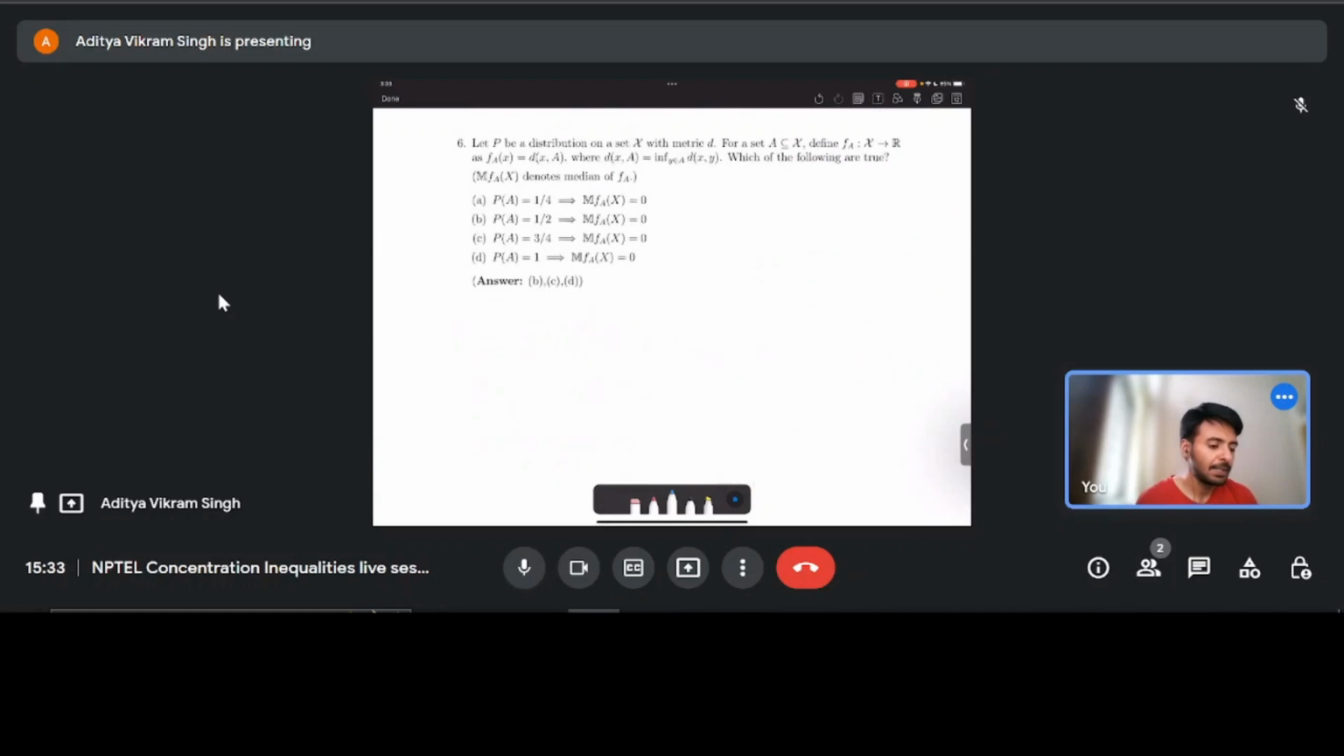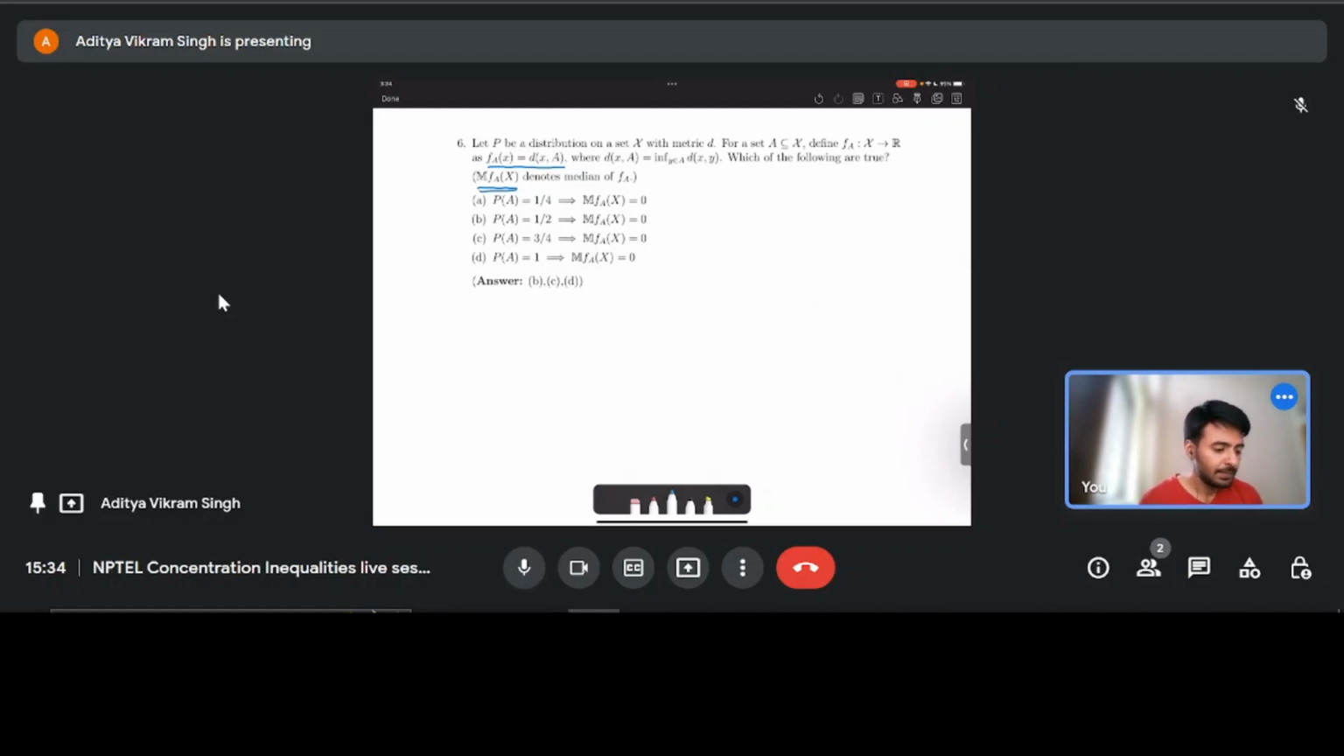Okay, question number 6. Let P be a distribution on a set X with metric T. Okay, so now we are entering into that isoperimetry domain, the lectures on isoperimetry. So let P be a distribution on a set X with metric T. For a set A, define FA as FA of X is the distance of X from set A. Okay, we have already seen this. And M of FA denotes median of FA.